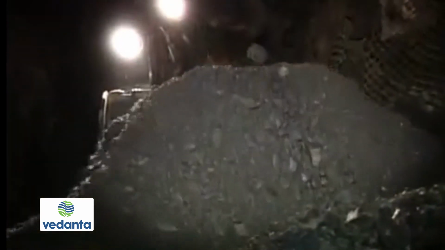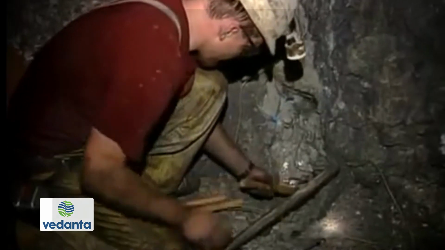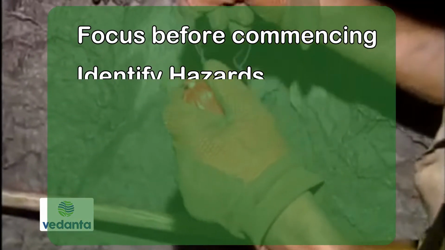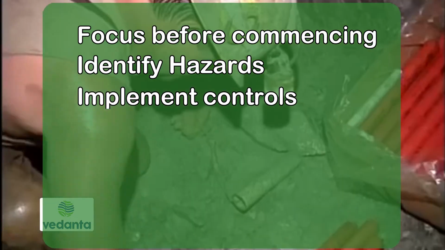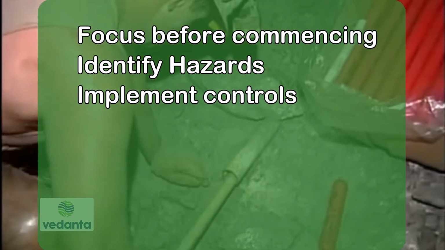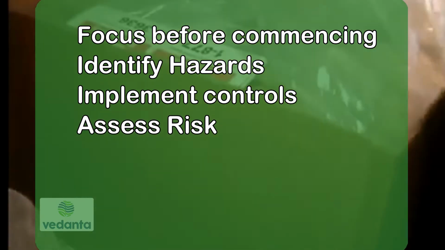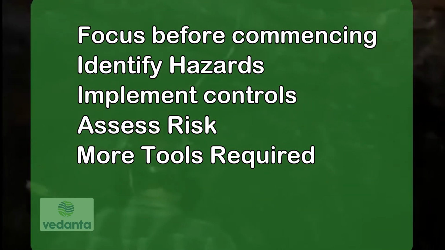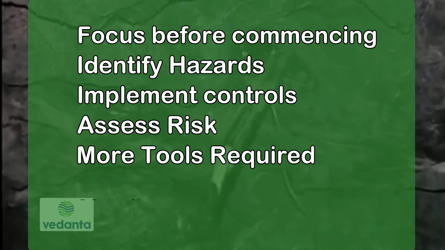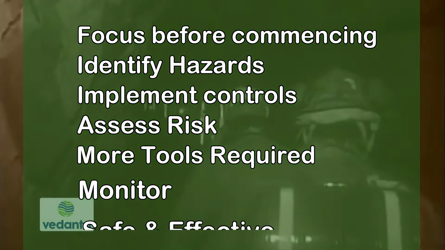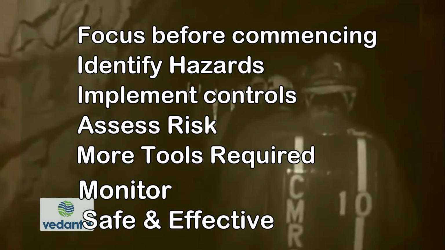How does the SNAP process help us? It gets us focused before commencing a task. It helps us to identify hazards associated with the task. It requires us to implement controls to manage hazards. It allows us to assess the risk associated with the task. It allows us to decide if more in-depth risk assessment tools are required. It helps us to continually monitor our work. It ensures we work safely and effectively.